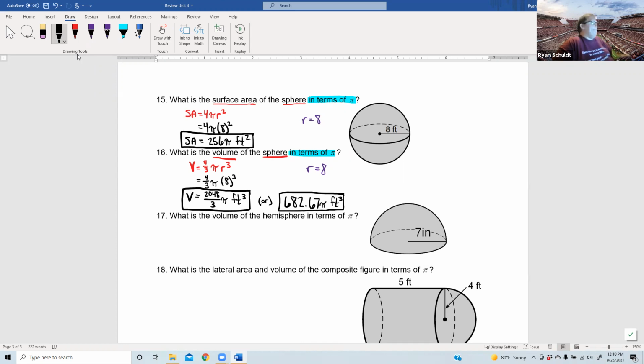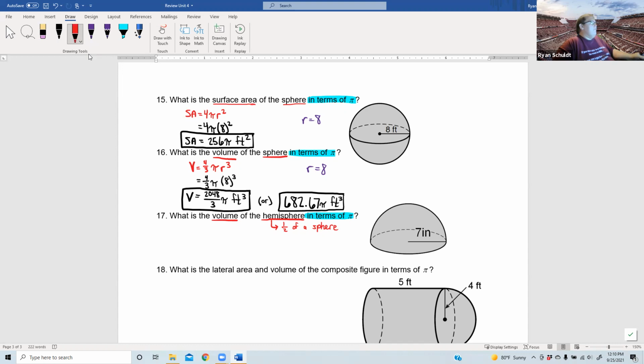Okay, now 17. They want us to find the volume of the hemisphere in terms of pi. A hemisphere is just half of a sphere. So what we can start off by doing is finding the volume of a whole sphere and then dividing that by 2.